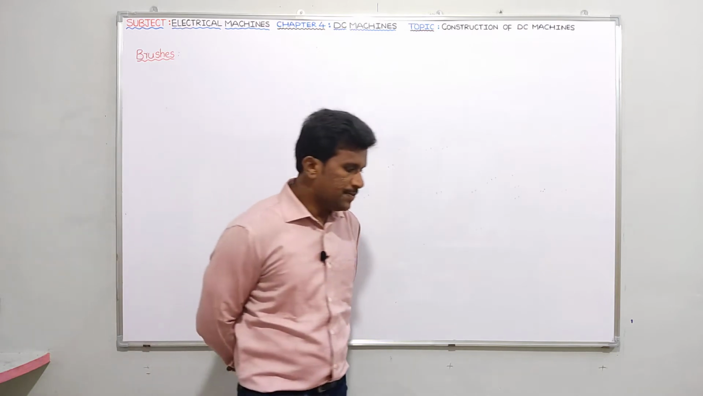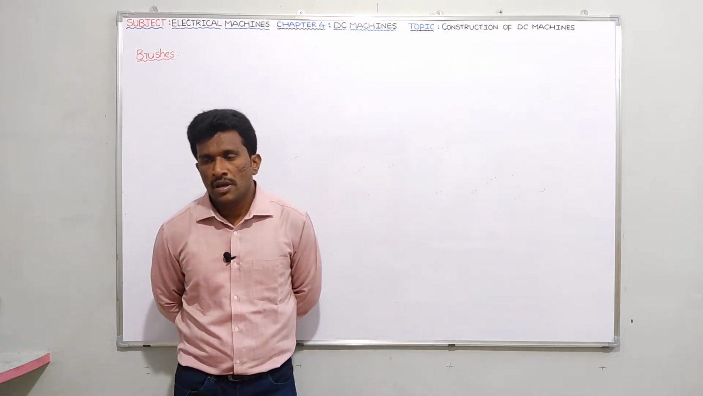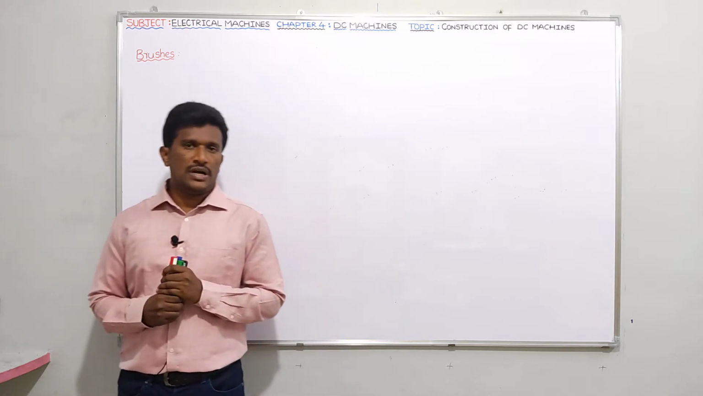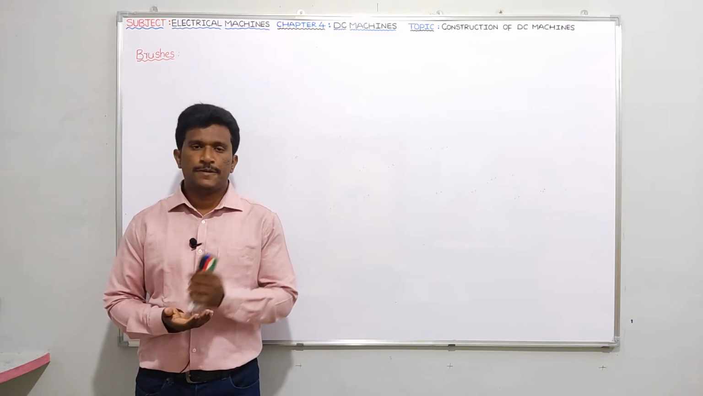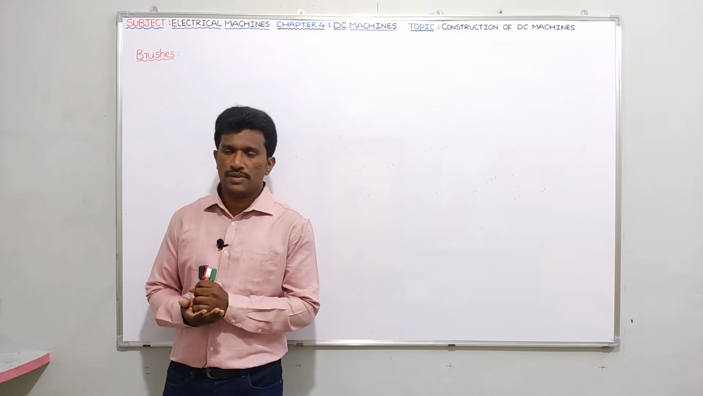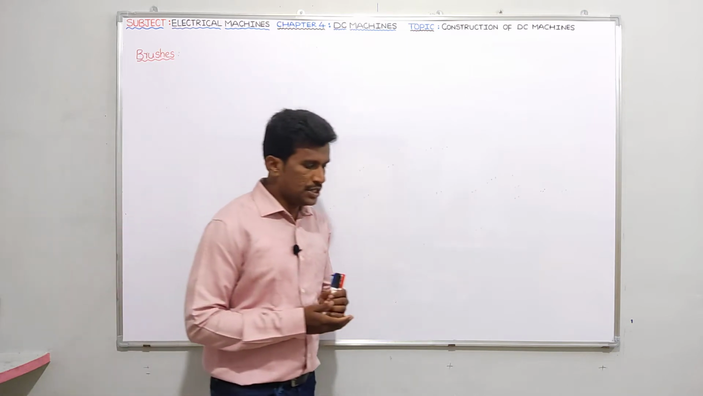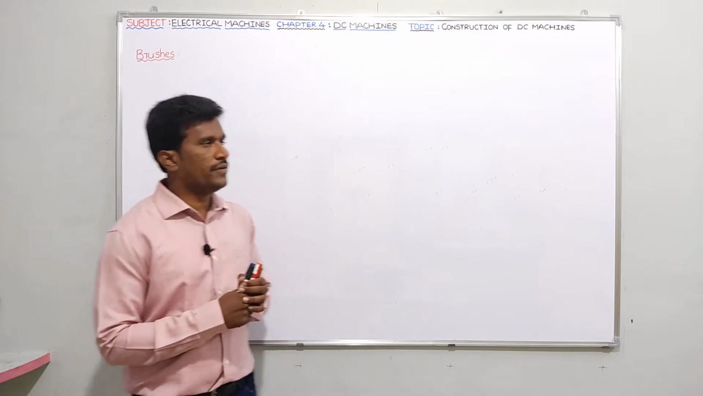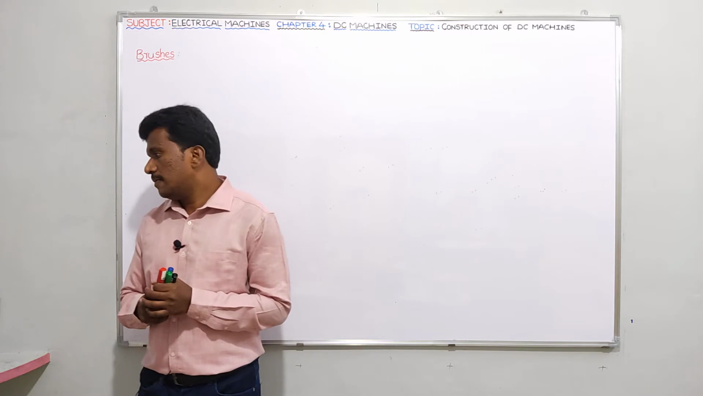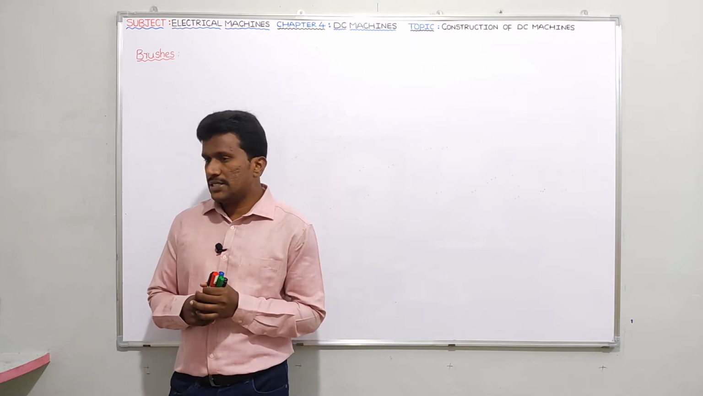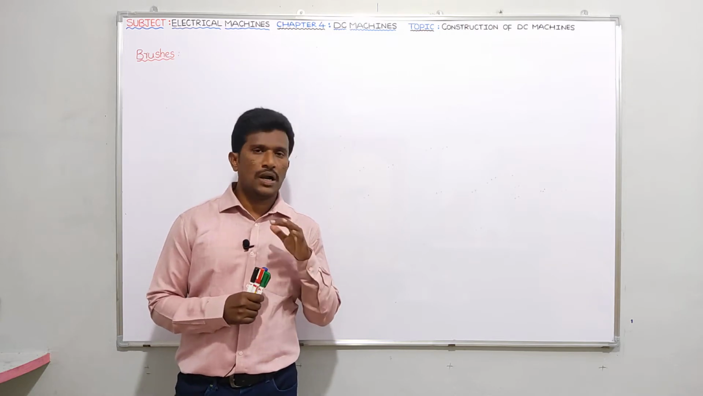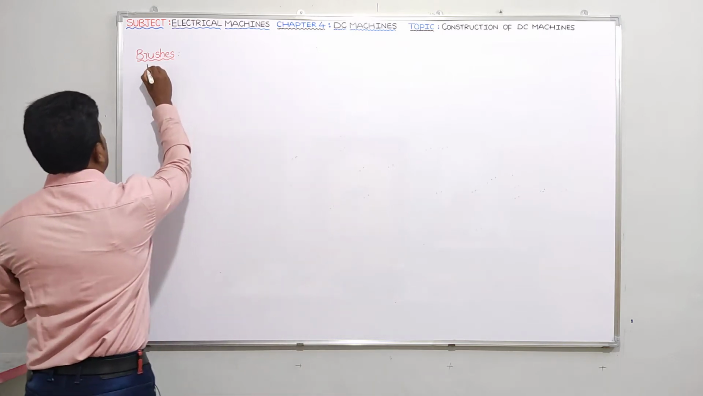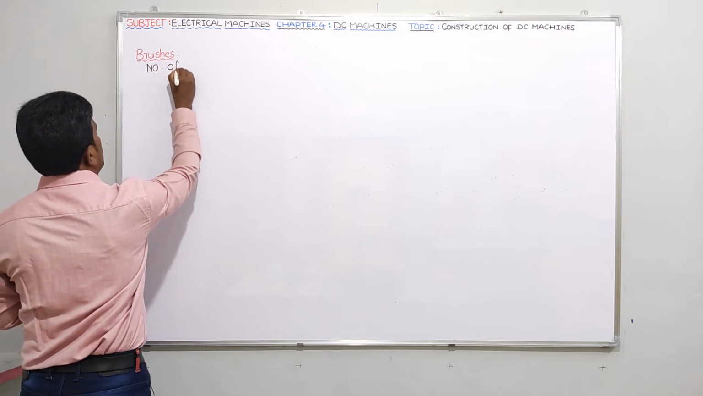Okay, next point. In small DC machines, brushes are made up of carbon. Okay, next point. In large DC machines, brushes are made up of metal graphite, electrographite, carbon graphite.